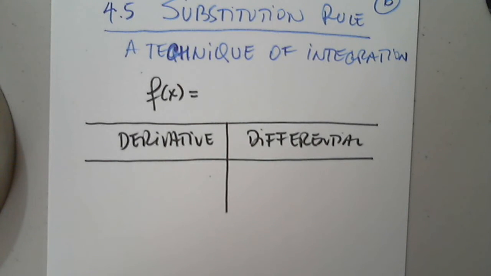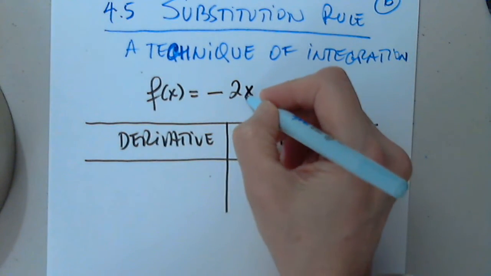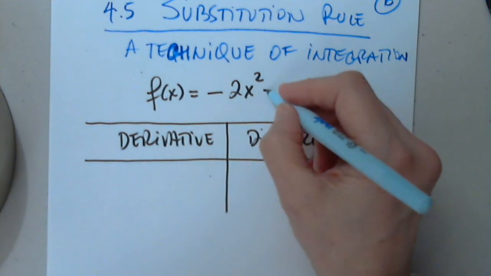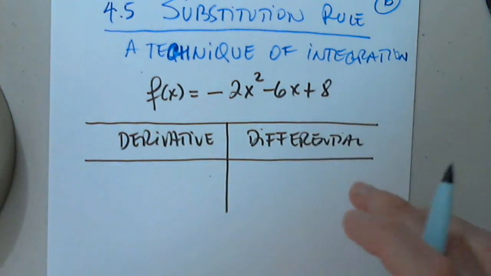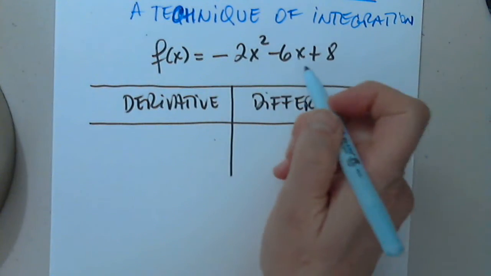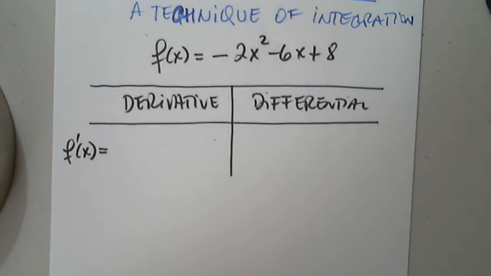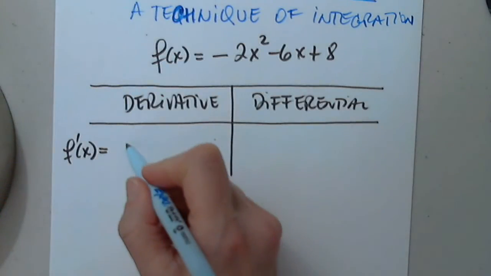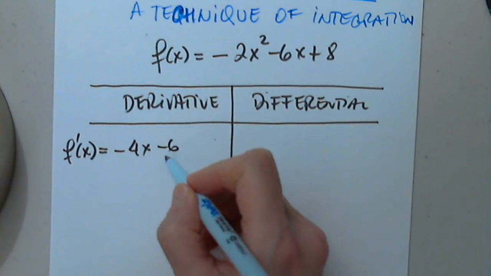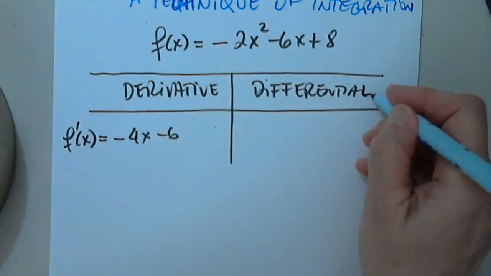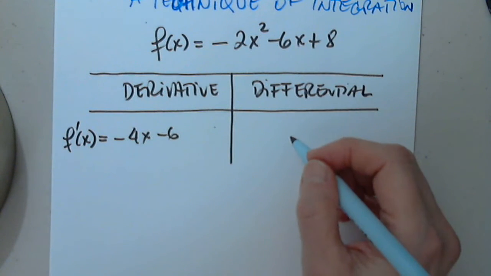So minus 2x squared minus 6x plus 8. Excellent. Good. So now for this function, let's find the derivative. Can anyone help with the derivative? Minus 4x minus 6. Excellent. Now, can anyone give us the differential of the same function?